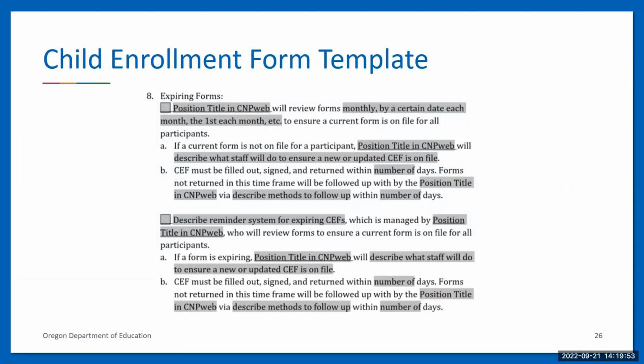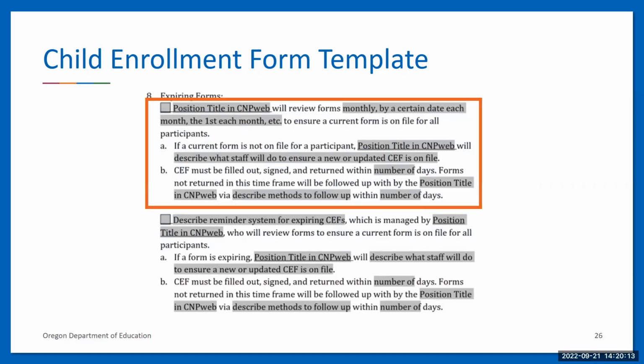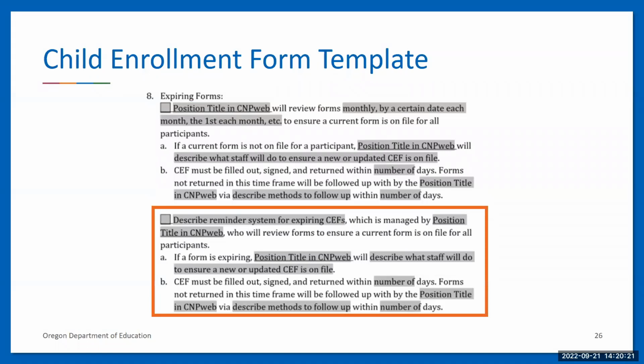Next is expiring forms. As I stated earlier, CEFs are only valid for up to 1 year from the month they were signed in. In step 8, select one of the 2 methods staff will use to check for expiring CEFs by checking the applicable box and completing the section's fields. The 2 methods outlined here are to have a staff person check CEFs monthly to ensure all participants have a complete and valid CEF on file, or to use a reminder system for expiring CEFs. Both methods include naming staff positions that are responsible for making sure all forms are completed, what they will do, as well as the time frame they have to complete it in.